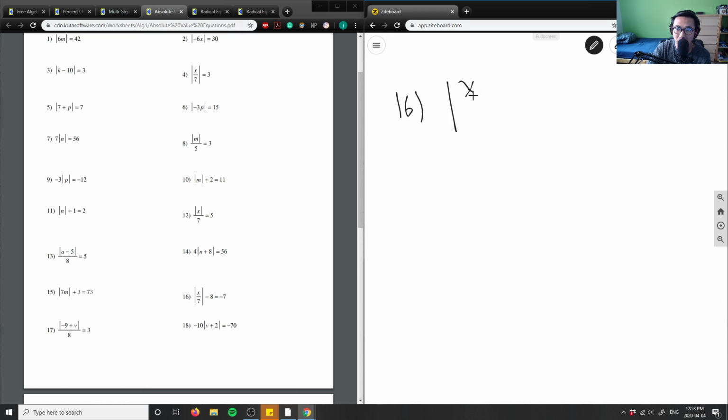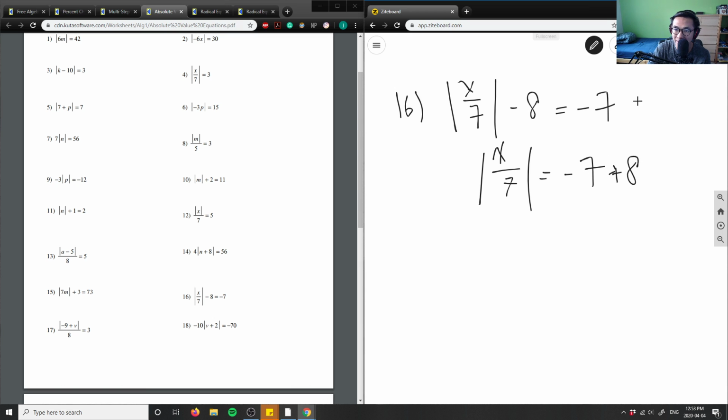I have the absolute value of x over 7 minus 8 equals negative 7. So again, how am I going to solve for this equation? So firstly, again, I'm doing the reverse order of PEMDAS, right? So I'm going to have to get rid of this negative 8 first. The opposite operation of negative 8 is positive, so I'm going to add 8 to both sides, right? So I have the absolute value bar of x divided by 7 equals negative 7 plus 8, right? I'm adding 8 to both sides.